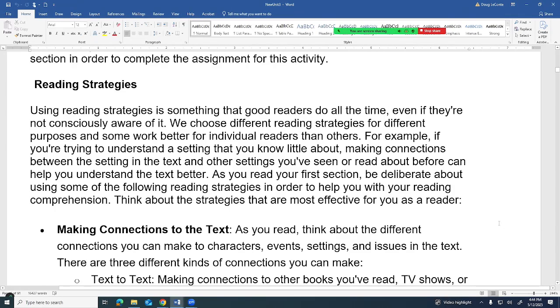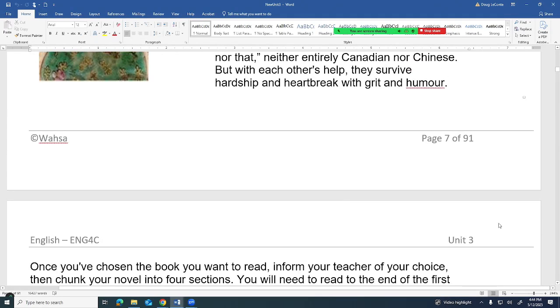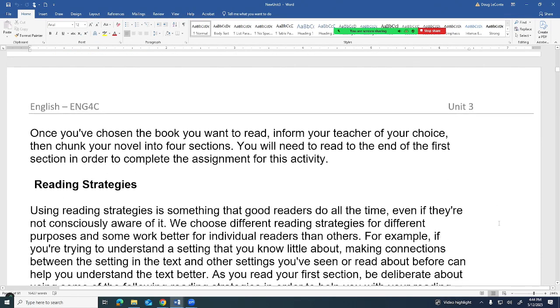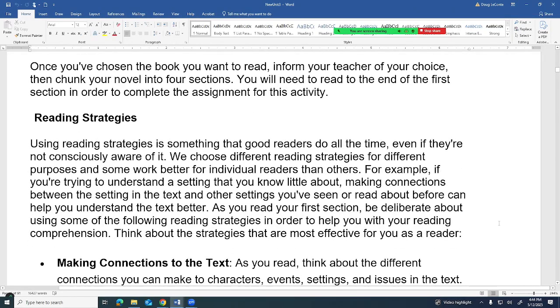On page 8, we have reading strategies. Introduce that to you. Using reading strategies is something that good readers do all the time, even if they're not consciously aware of it. We choose different reading strategies for different purposes, and some work better for individual readers than others.